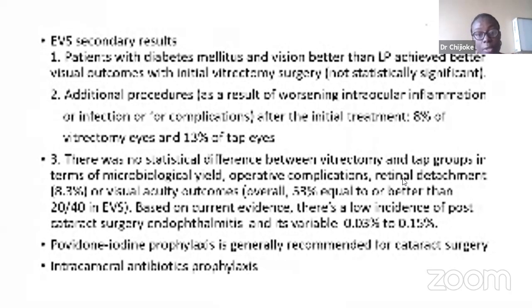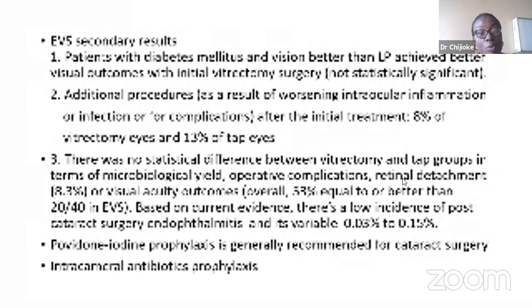Additional procedures after initial treatments were found in 8% of patients who had vitrectomized eyes, and 13% of those who had tap had additional procedures after initial treatment. There was no statistical difference between vitrectomy and tap groups in terms of microbiological yield, operative complications, retinal detachment, or visual acuity outcomes.